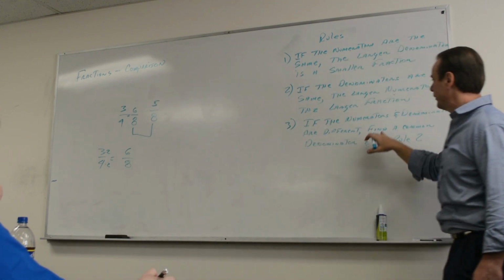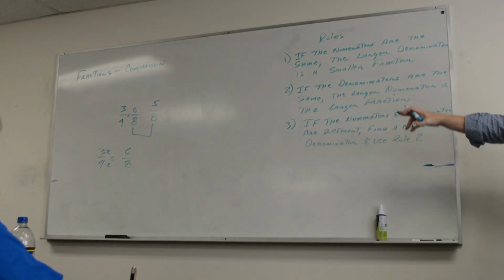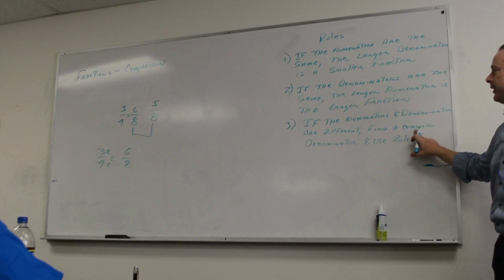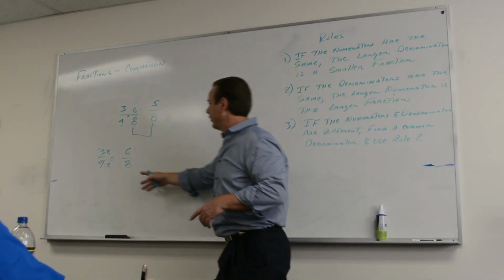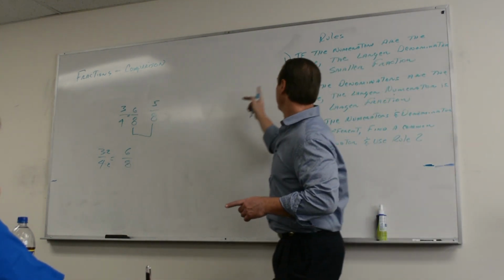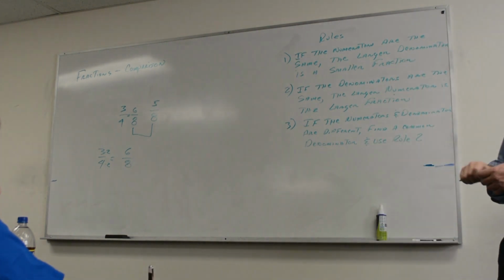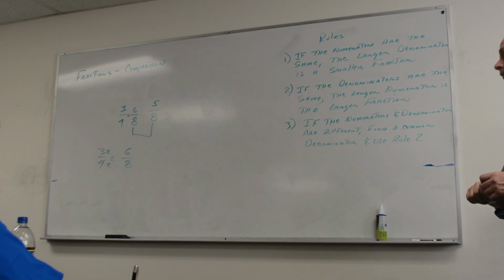Alright, so here's what we're going to do. If the numerators and denominators are different, such as the case over there, find a common denominator, which we did when we converted 3/4 to 6/8, and then go back to rule 2. Mo, would you be able to make another example of that? Yeah, no problem. I'll give you a minute to copy this down, and then I'll do the next example.